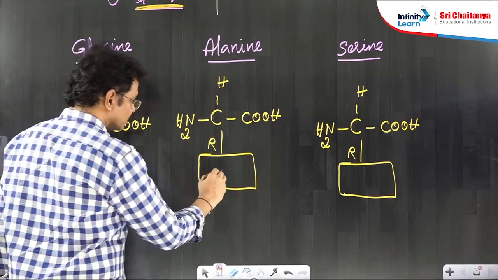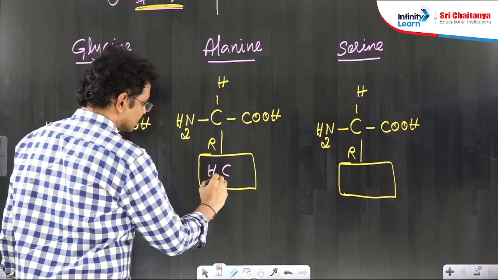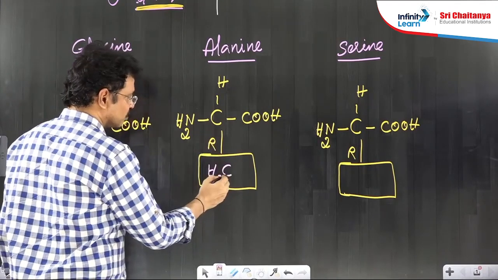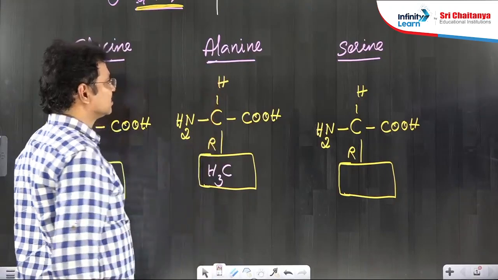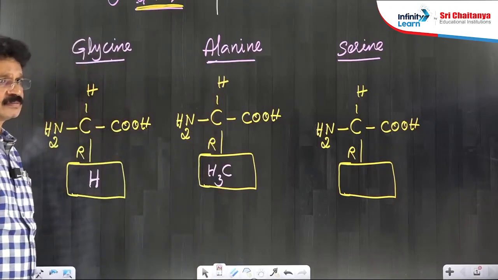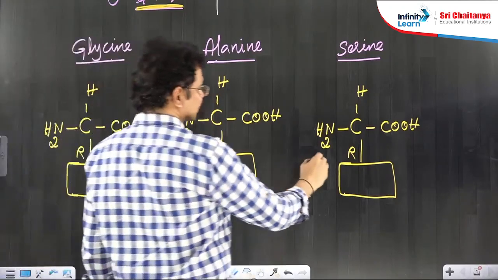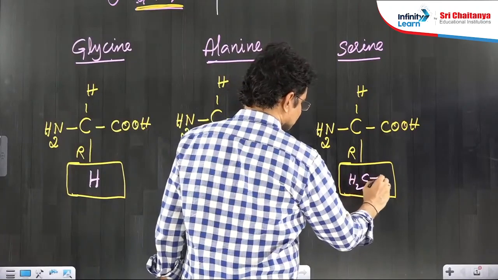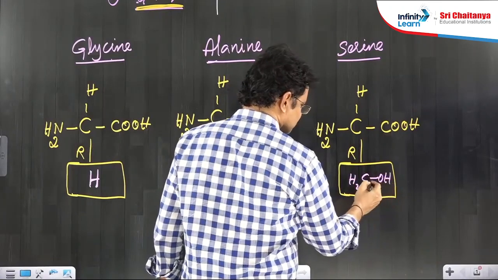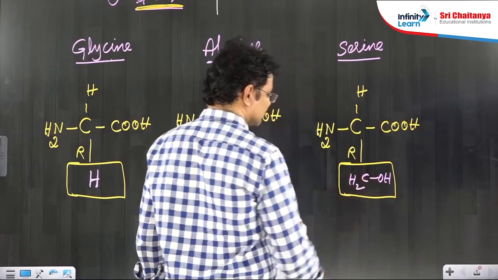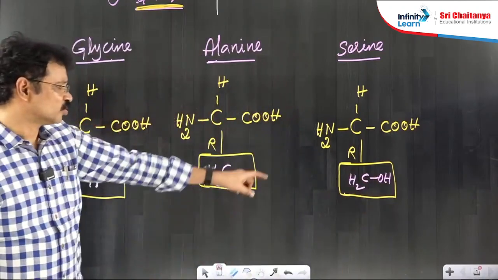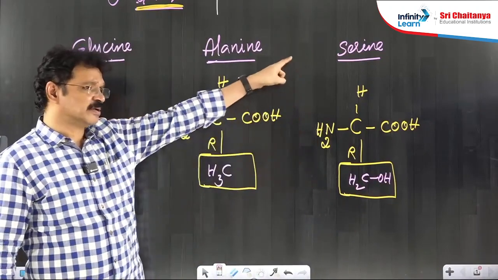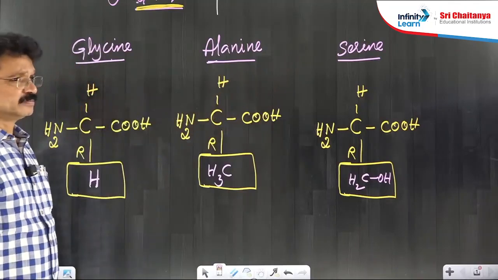If the alkyl group is methyl, CH3, the methyl group, the name of that amino acid is alanine. Whereas in serine, the hydroxy methyl group is there. If the alkyl group is hydroxy methyl, the amino acid name is serine.